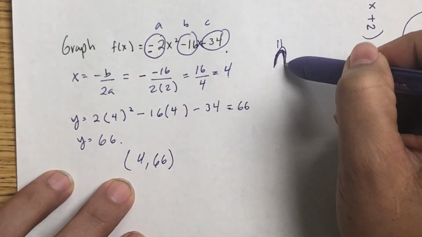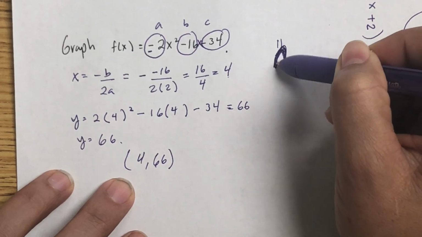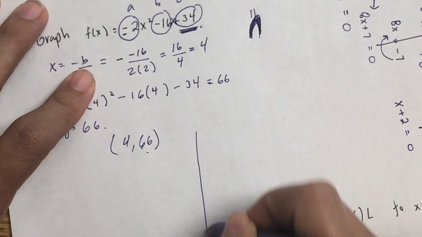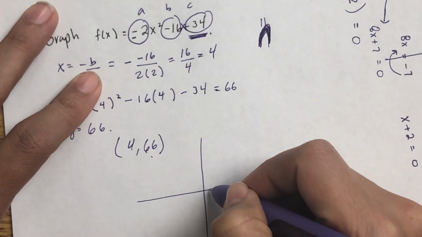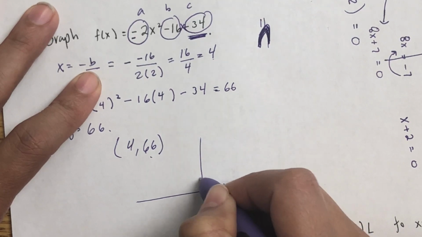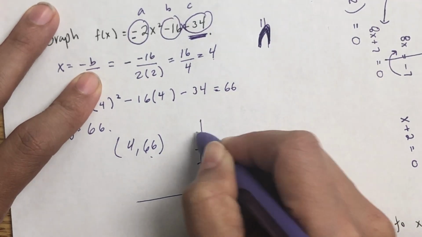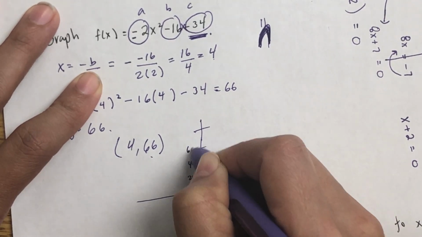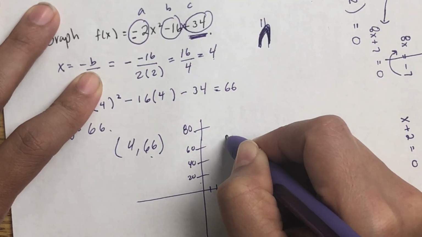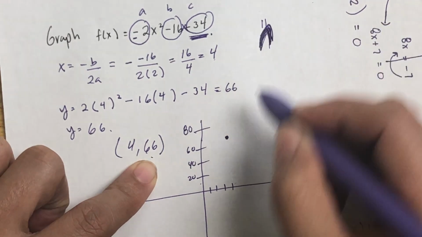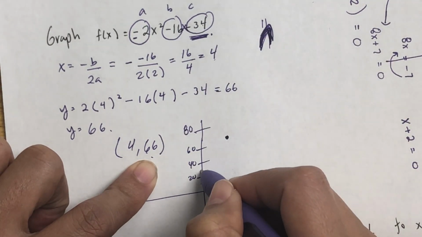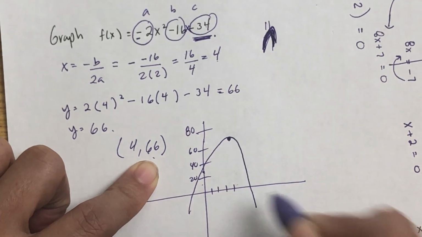Okay, so it's facing down like this. My vertex is 4, 66, and it crosses the y-intercept there. So if I was to draw this, I would draw a vertex of 4 and 66. Let me go up in 20s. 20, 40, 60, 80. So 4, 66 is somewhere over here. It's going to face down, and it crosses at 34. 34 somewhere over here. So it looks something like that.